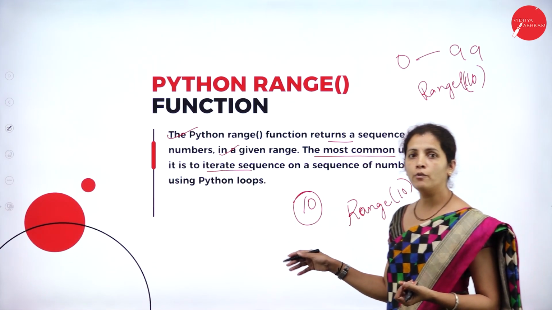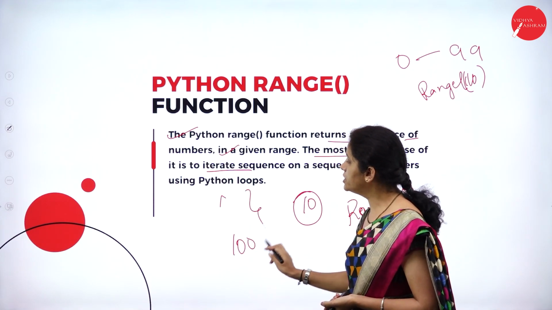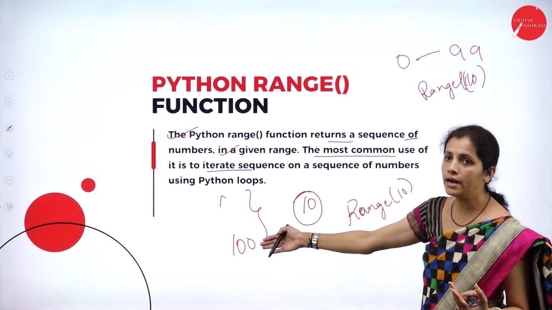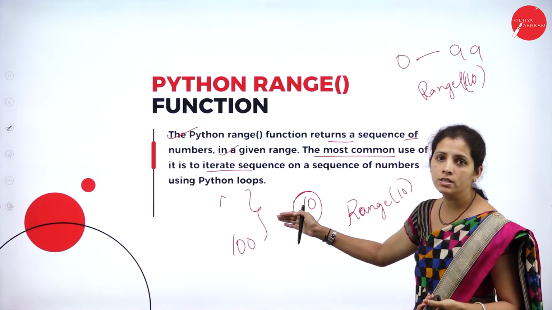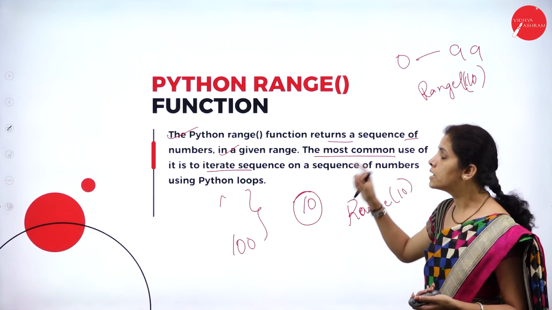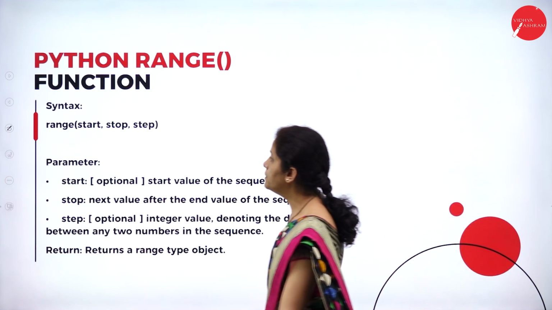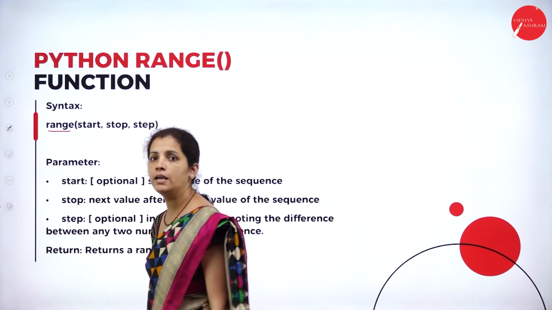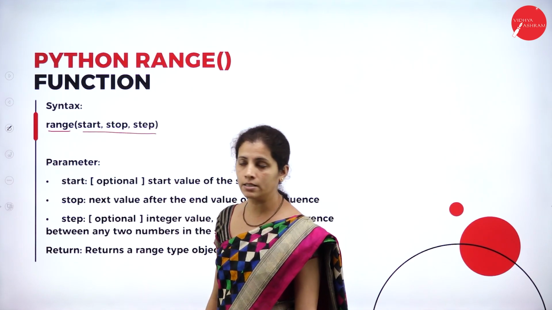See here, if I want to print 1 to 100, it is just repetition, right? I want to print 1, then 2, then 3, up to 100. So, in this situation, I'm going to use the range function, and especially I'll use the range function with a for loop. Now, let me consider the syntax here. So, what is my function name? It is range. See here, I'm taking 3 parameters.